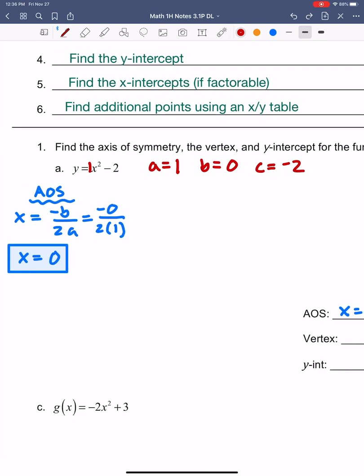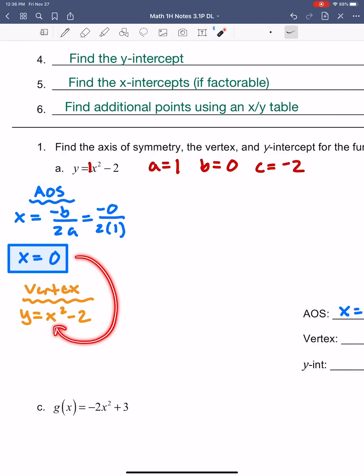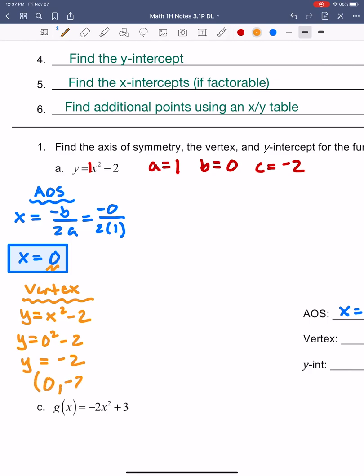Next, I'll find the vertex. To find the vertex, I'm going to take my axis of symmetry point and plug it into my equation. So my equation is y equals x squared minus 2. Remember, that's the equation that we started with here at the top. I'm going to take what I have for x and punch it in to find the y coordinate of my vertex here. So y equals 0 squared minus 2, which means that y equals negative 2. And so then my vertex is going to be 0, negative 2.